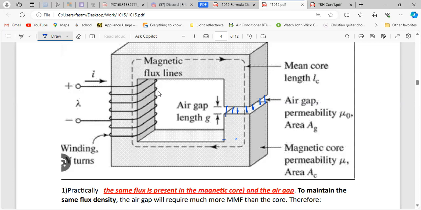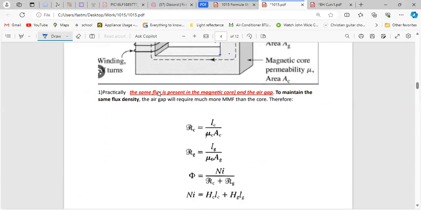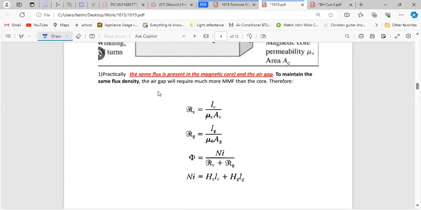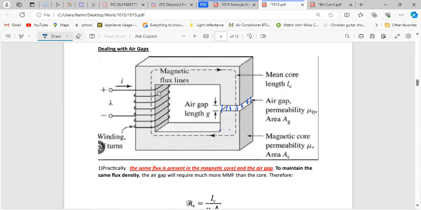So now that we've talked about the air gap, you should have an understanding of what it looks like physically. All right, some laws with air gaps, and something to remember. Once you remember this, trust me, questions will be easier to do. Practically, the same flux is present in the magnetic core and the air gap. So basically, I have a core and an air gap, but I still want flux to flow in this magnetic circuit.